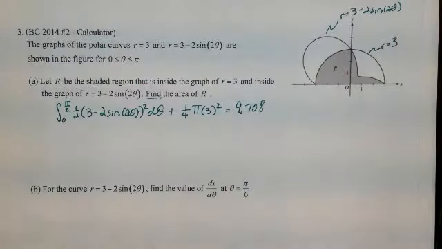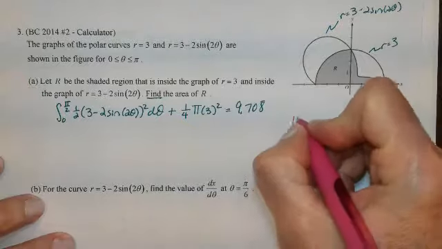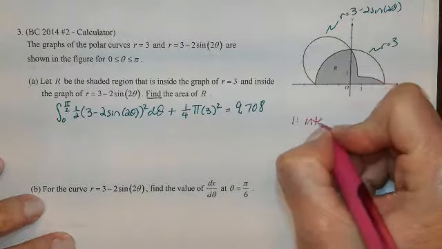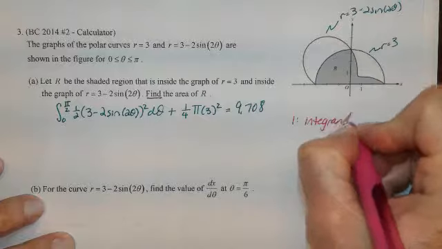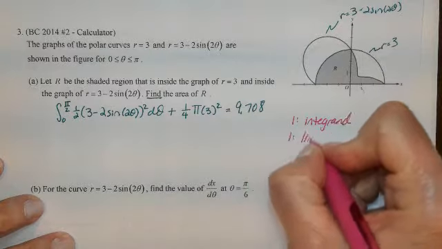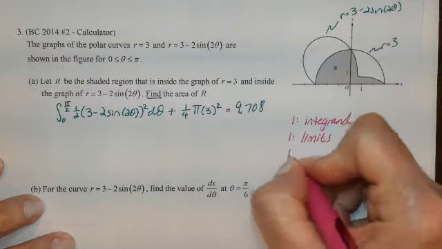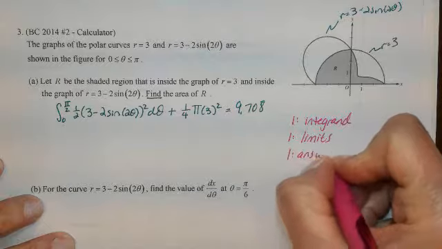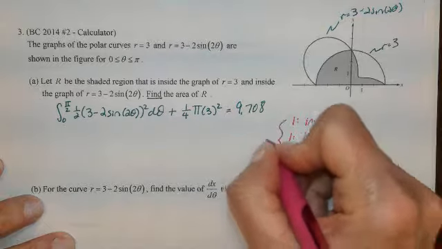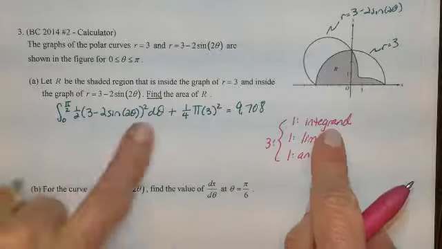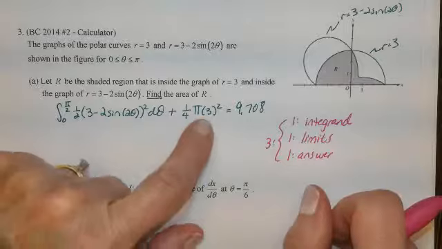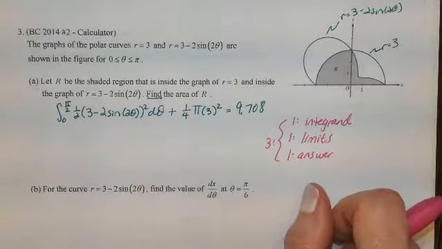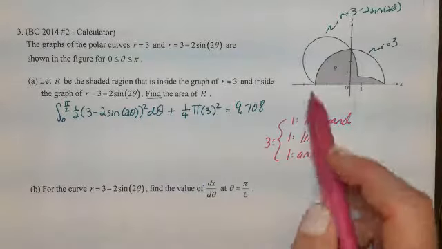That part was worth 3 points. So 1 point for the integrand, 1 point for the limits, and 1 point for the answer. I'm guessing that they're talking about the integrand only for this one. You could have totally done it for this one as well. It would go from pi over 2 to pi.